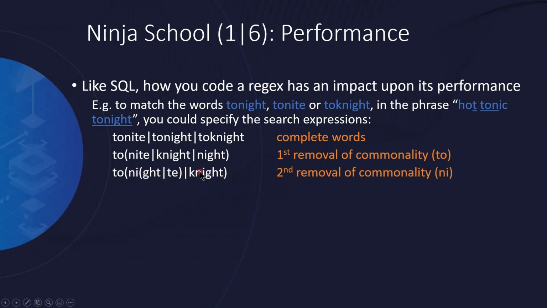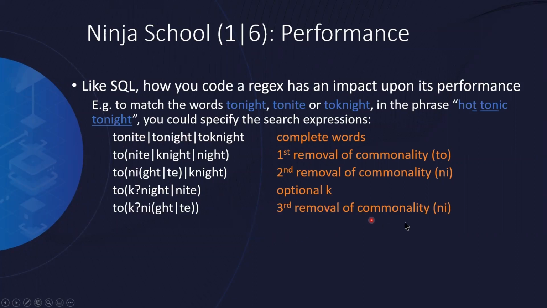But NI still exists in here, so let's see if we can remove that. So here we go. If I look for TO followed by an optional K followed by NIGHT, it will bring up this one or this one. Or if I look for TO followed by NITE, it will bring up this one. Okay, so we are getting there.